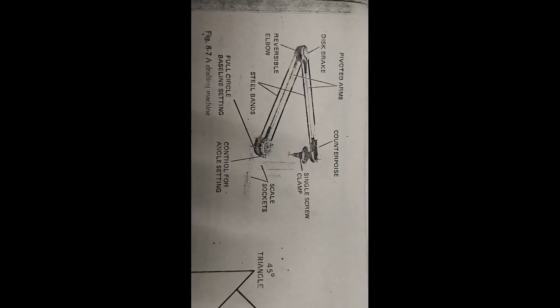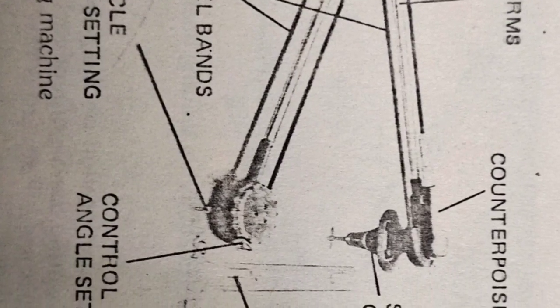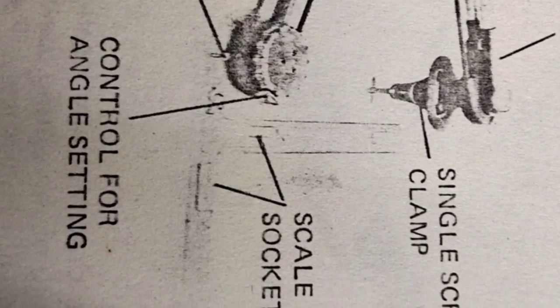Now, drafting machines. A drafting machine is a mechanical device that can be used to perform the functions of a number of other items of drafting equipment, including the straight edge, T-square, protractor, triangle and scale, as shown in the figure. The drafting machine is designed to mount on the edge of the drafting table.